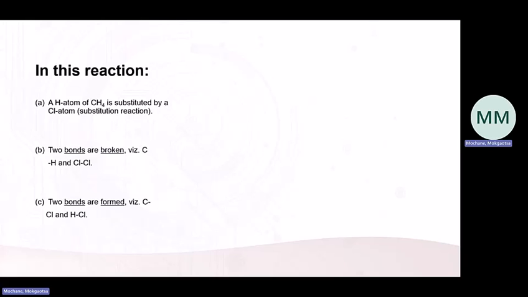So please bear in mind, I can give you any halogen. Maybe I'll give you a bromine. If I give you a bromine, it's very clear that one Br is going to replace a hydrogen. And there are going to be 2 bonds broken: the C-H bond as well as the Br-Br bond. Also in the process, 2 bonds are going to be formed. You're going to have a C-Br bond formed, and you're going to have HBr being formed.